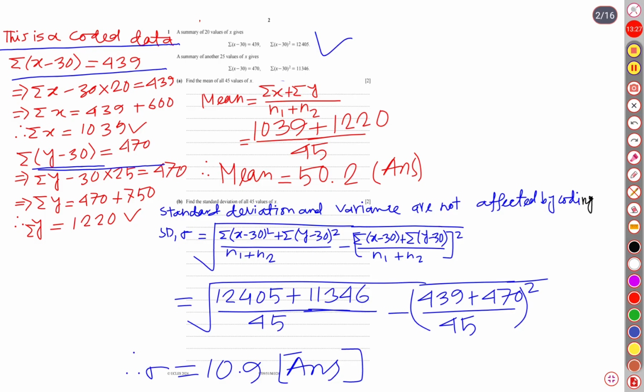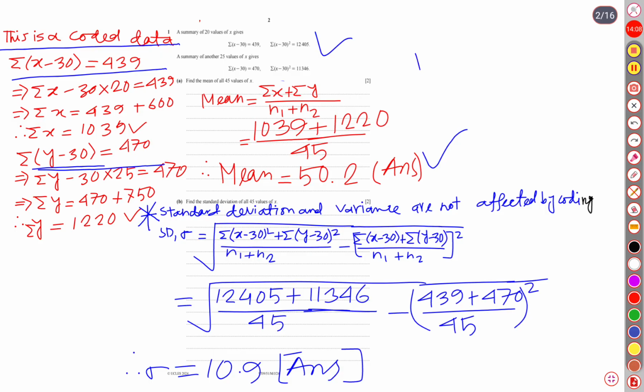After that we found the mean. The formula for mean is simple: sum of x plus sum of y over the total number of data, and we obtained a mean of 50.2. Then they have told us to find the standard deviation. Here we should not forget that standard deviation and variance are not affected by coding. So whether it is coded or non-coded, the formula is the same. It is the square root of the sum of x squared over n minus the mean squared.